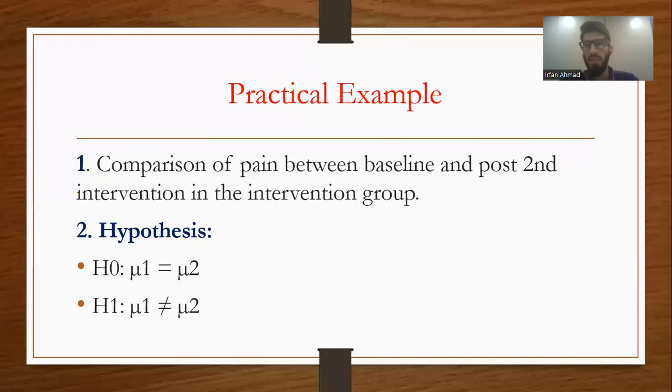Now come to the practical example that we will cover in this class. The question is a comparison of pain between baseline and post second intervention in the intervention group. We have two groups, one is the control group and one is the intervention group. We don't need the control group, so skip it. We take only the intervention group, with the baseline values and the post second intervention values. This is our example.